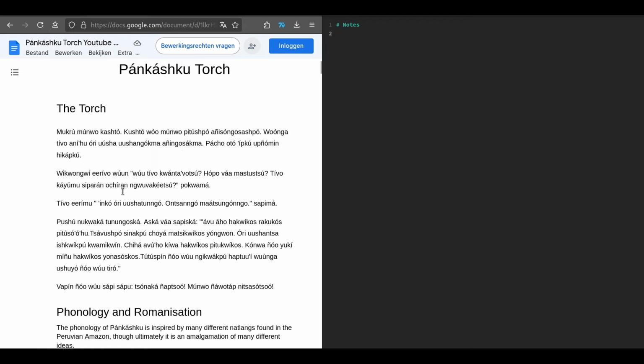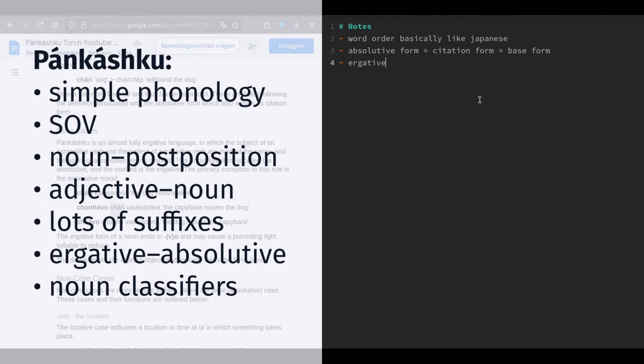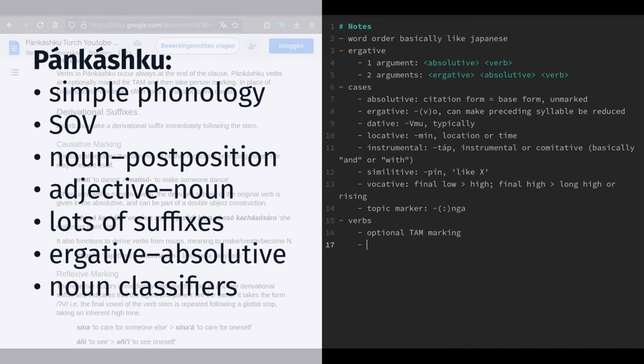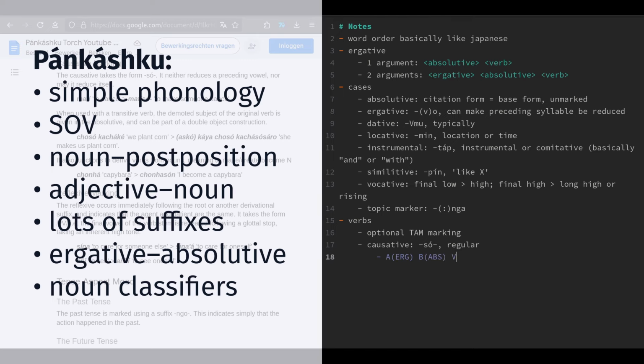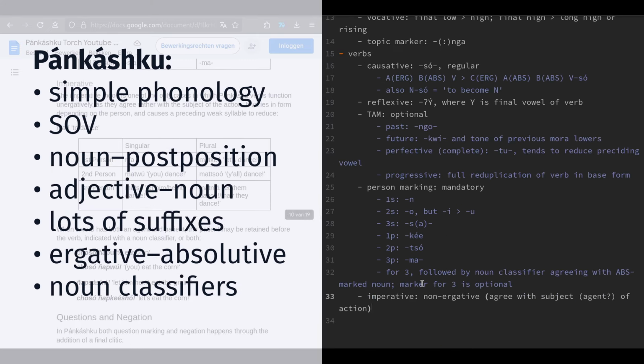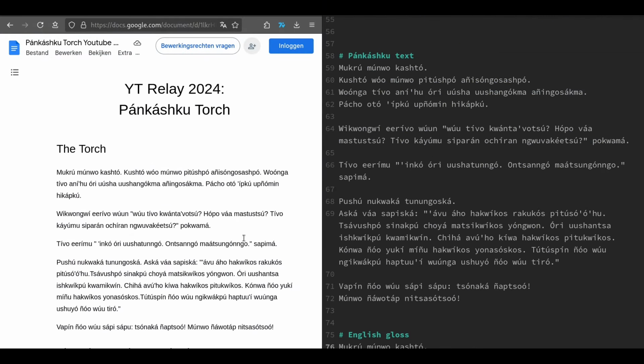So this is the document that I got, and this is the text that I have to translate. So I'm gonna first read the document. To summarize, the language Pánkáshku has a relatively simple phonology, is strongly head final, with SOV, noun postposition, and adjective noun word order, and a lot of suffixes, has ergative absolutive alignment, and uses noun classifiers extensively. So, I finished reading the grammar document, so I think we can now start translating it into English.